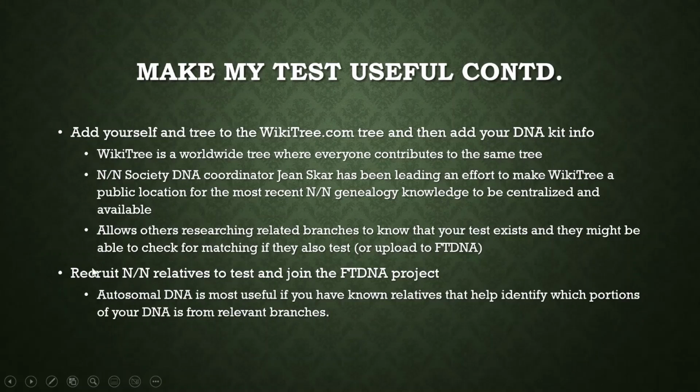And then importantly, also recruit your Nisbet relatives to test and join the project. As we've seen, autosomal DNA is most useful if you have a lot of known relatives that can help you identify and map out which portions of your DNA are from the relevant branches that we're trying to pursue. So the more we get involved, the more we can make use of it. And that's something that, on the autosomal side of our Nesbitt-Nisbet project, at this point, we're pretty much purely in the recruitment phase. It's likely to be a while before we get enough participation to really be able to make use of it. It's somewhat of an experimental project at this point.